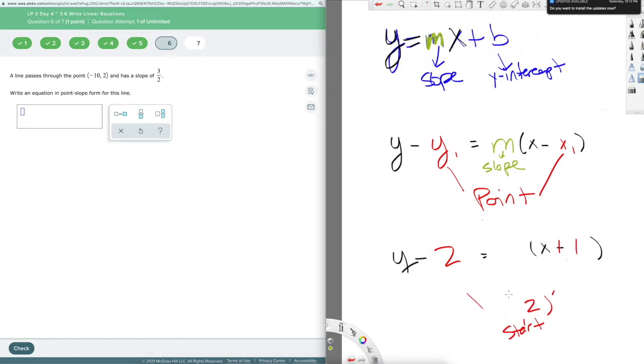Let's rewrite it. Minus, and then remember this is our point, our coordinate, x, y.